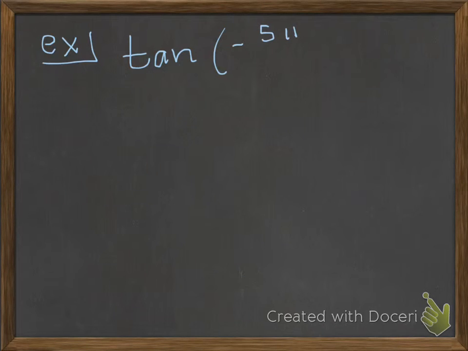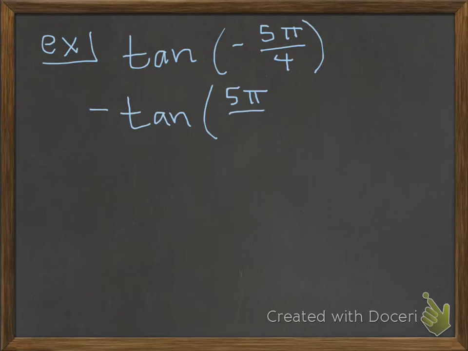So this problem is tangent of a negative 5 pi over 4. So now we're going to bring back those even and odd rules from the beginning. When I have a negative tangent, the rule says that the negative goes out front. So the first thing we're going to do is move that negative out front. So now I'm dealing with a positive 5 pi over 4. Now 5 pi over 4 is on your unit circle.